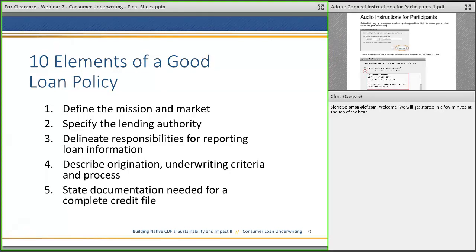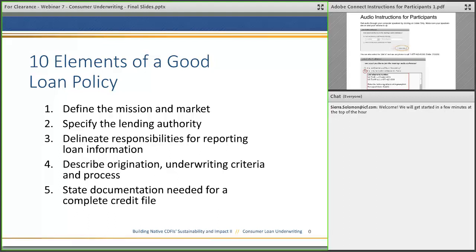The next section is state documentation needed for a complete credit file. So in here, you would want to specify what filing system you're going to use, what documents you want in there: W-2s, tax returns, check stubs, references, the credit application, all those types of things. Where and how are the files stored? Are you going to have just hard copy files? Are you going to have hard copy files and electronic files?